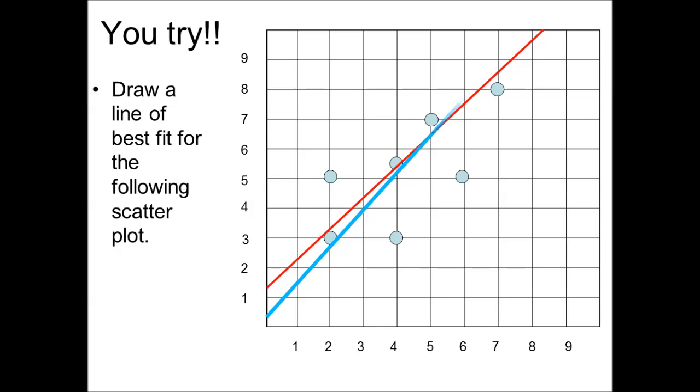You might have a line that looks like this. You might have a line that looks like this. Neither answer is better or worse. It's an estimate of what the average of those points is. So you can be off by a little bit, but really you usually want to try and have the same amount of dots on top of the line or above the line as you do below the line. Just something to try and average that out.